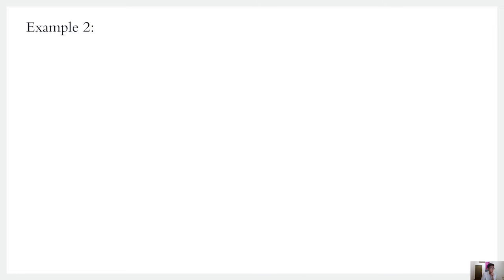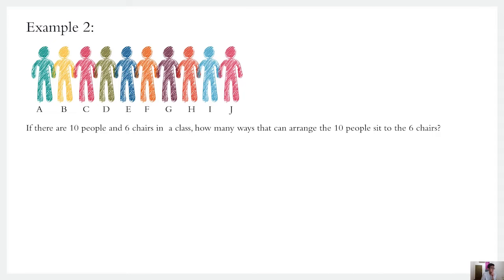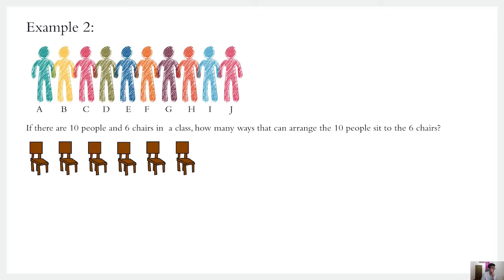In example 2, if there are 10 people and 6 chairs in a class, how many ways can we arrange the 10 people to sit in the 6 chairs? So now we have to calculate the ways to arrange 10 people to sit in the 6 chairs only. There's a bit of a difference from the last example. For example, there are 6 chairs here.